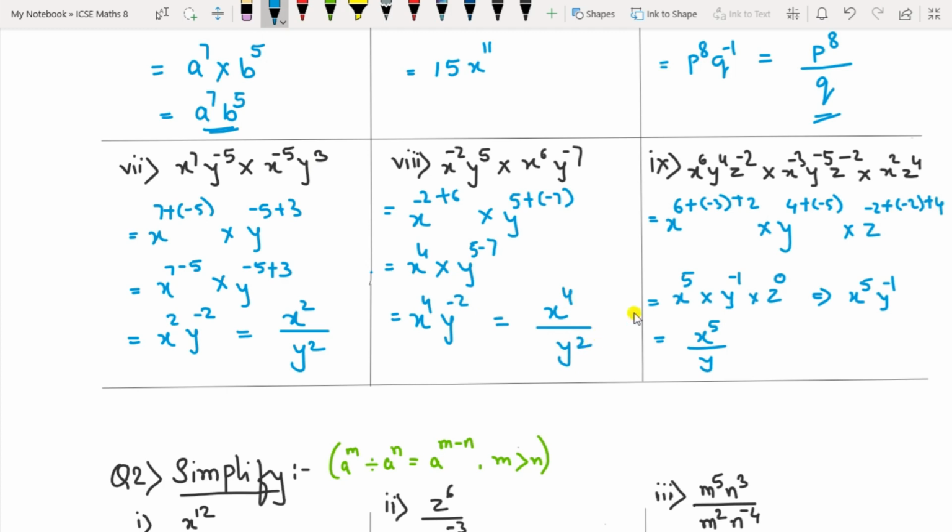Okay. Similarly, here are three variables x, y and z. So accordingly add the powers of those particular variables and then solve it. Now here any variable raised to 0 is always 1. So this whole becomes 1 here. So x raised to 5, y raised to minus 1 into 1. That becomes x raised to 5 into y raised to minus 1. Since y has a negative power here, it becomes inverse. So x raised to 5 upon y is the answer.